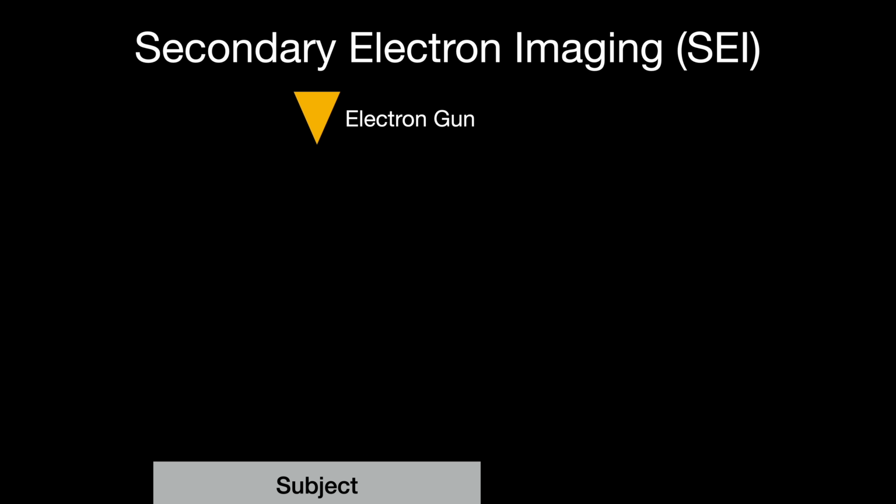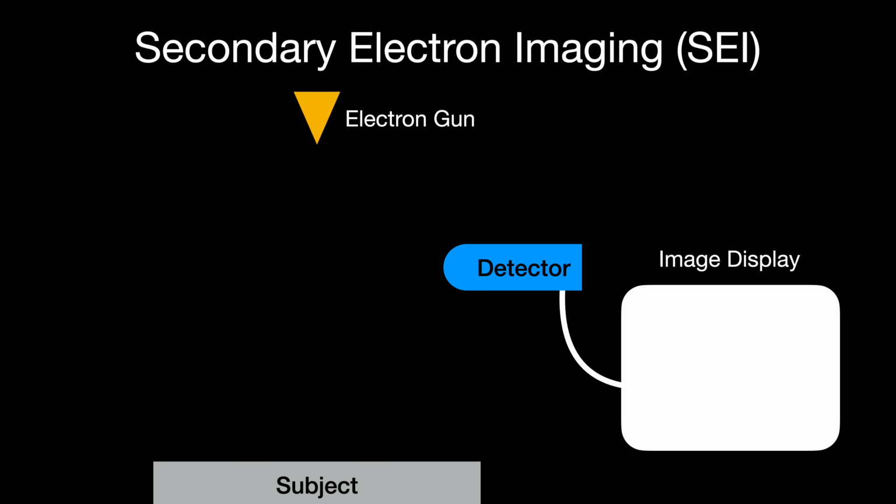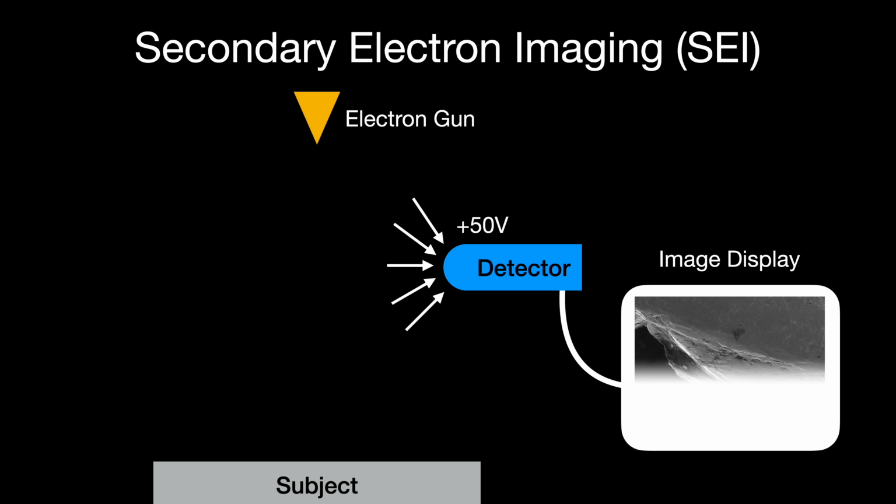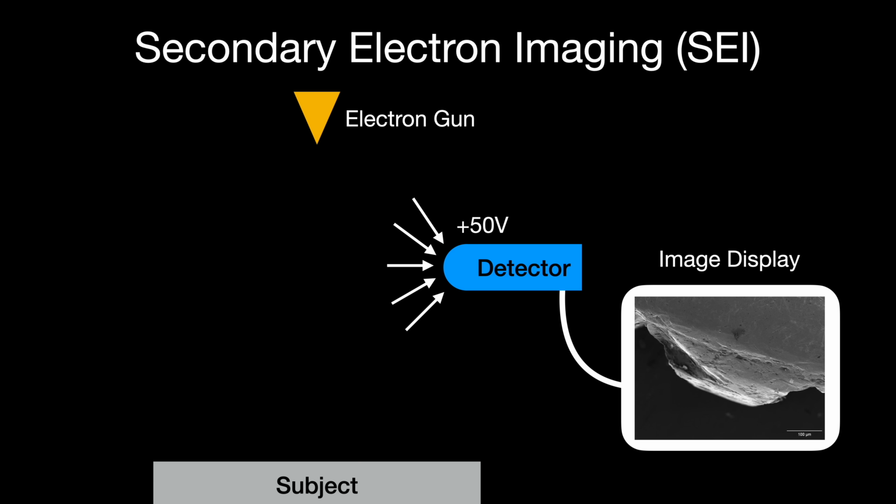Inside our microscope, we have an electron detector. This detector has a small positive voltage on it, which attracts electrons. However, the high-energy primary electrons move so fast that they are essentially unaffected. The low-energy secondary electrons, however, move slowly enough that they can be sucked into the detector where they are counted and turned into a brightness value for a single pixel in our image. By scanning across the subject, we can build up our complete image, pixel by pixel.